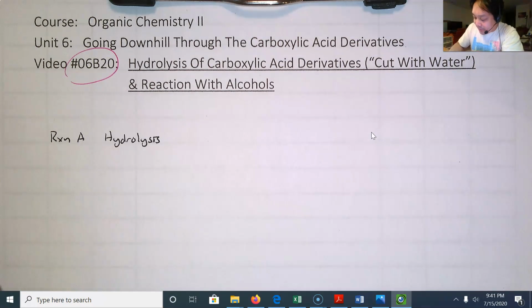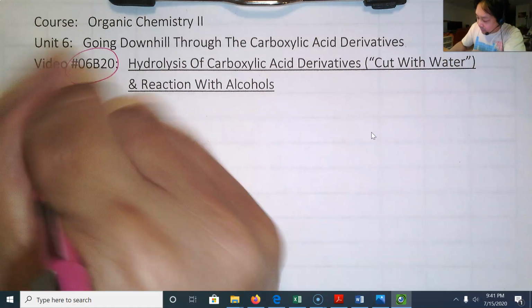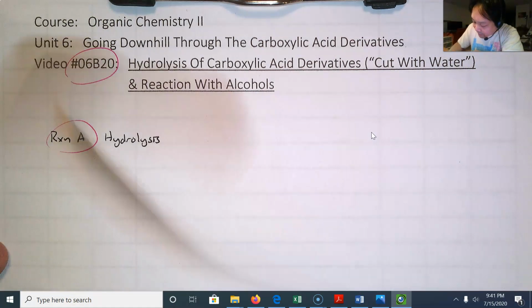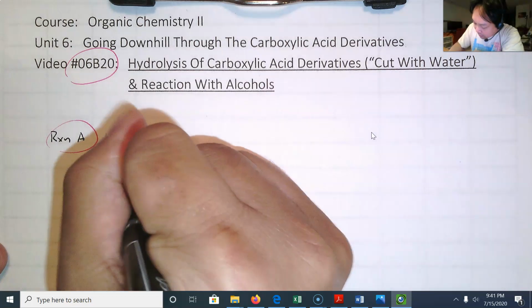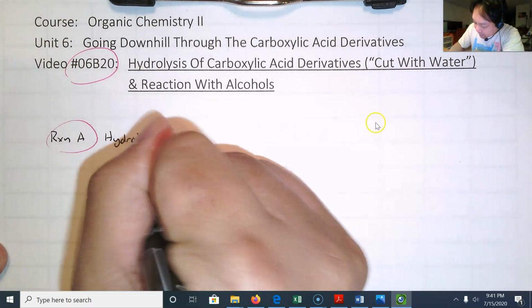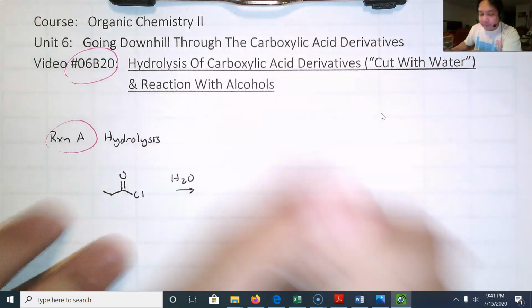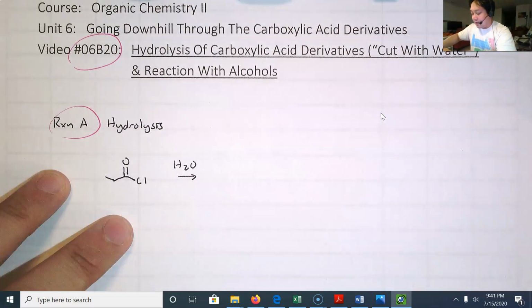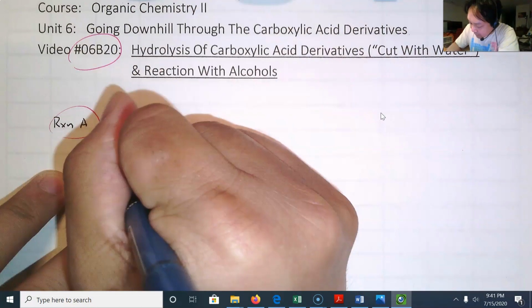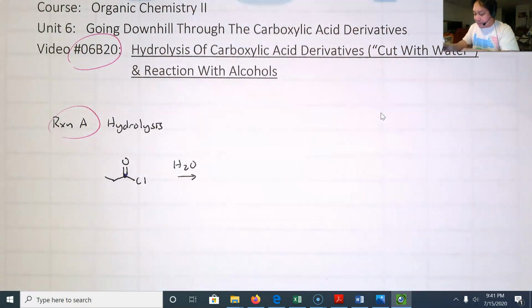The first derivative was an acid chloride, and because acid chlorides are pretty reactive, you don't need any help. You don't need any acid catalysis. All you need is just water. And your product is going to be the carboxylic acid.